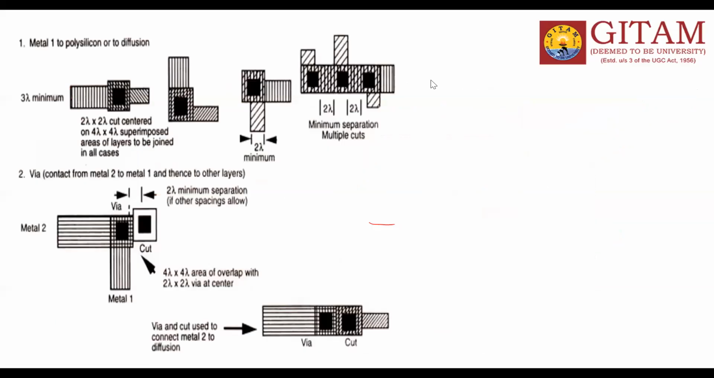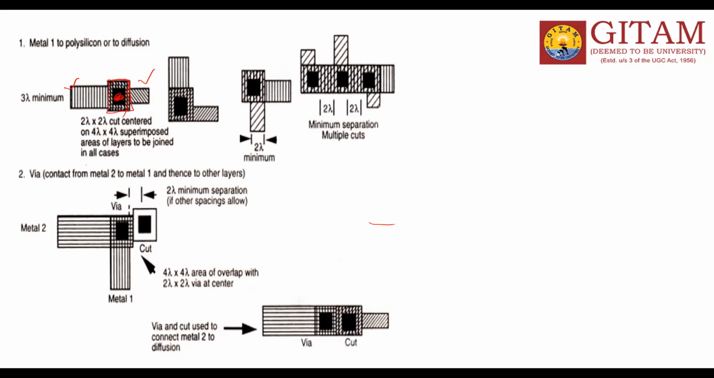One more thing, here are some examples. This is metal 1 to polysilicon or to diffusion. This is metal 1, and this is the poly. These two are joined with a contact cut. The vertical lines are the diffusion or polysilicon, whatever it may be. The cut is 2 by 2 at the center, on a 4 by 4 area of the layer to be joined.